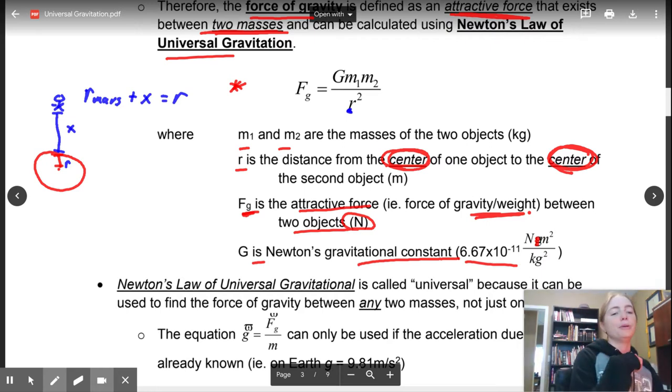So, ladies and gentlemen, you don't need to memorize this number. One thing to keep in mind, though, is that big G is tiny, tiny, tiny, tiny. It's a little number. 1 unit of gravity, as I like to think of it, is minuscule.